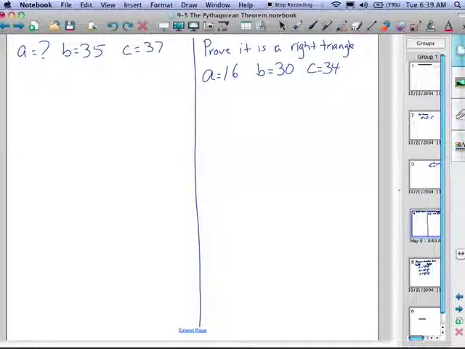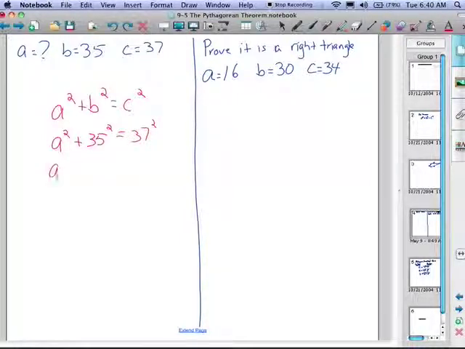On this board, on the left-hand side, we're going to be given information, but we're not given a picture of the triangle. We're just told that the length of A is missing. We're told that B is 35 units and C is 37 units. So we will substitute into our Pythagorean theorem, A squared plus B squared equals C squared. We don't know A, so we'll leave it as A squared. B is going to be 35 squared, and C is going to be 37 squared.